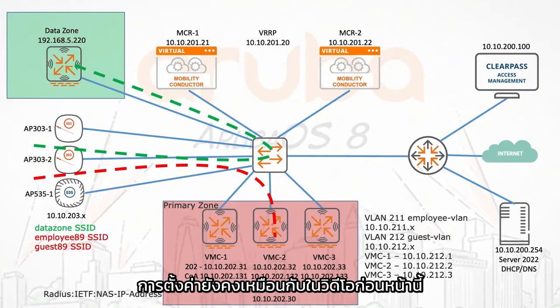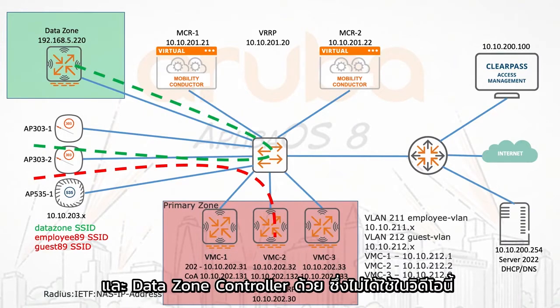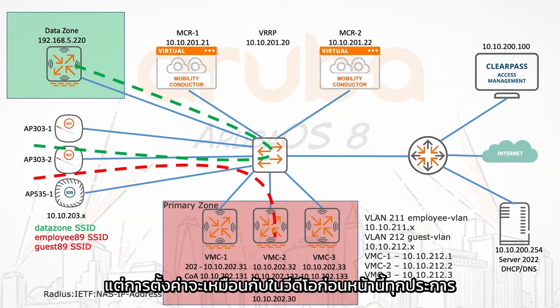The lab setup is still the same as in previous videos, so 2 mobility conductors and 3 mobility controllers in a primary zone, and also the data zone controller, which is not used in this video, but the setup is exactly the same as in previous videos.